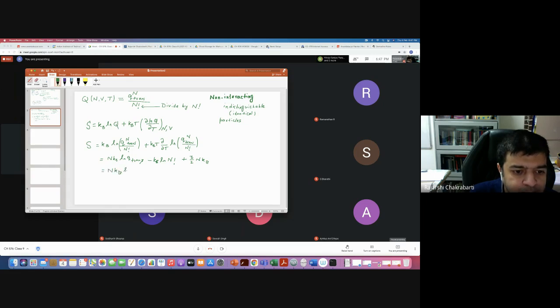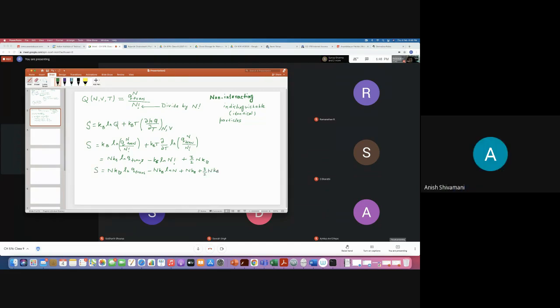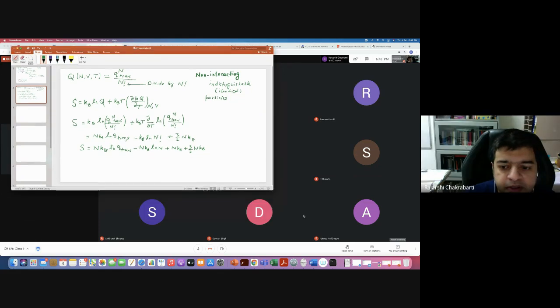If I use Stirling's approximation, I'm going to get N kB ln q trans minus N kB, N ln N, so N kB ln N, plus N kB plus 3 by 2 N kB, isn't it? This is the entropy. I can make it slightly bigger.